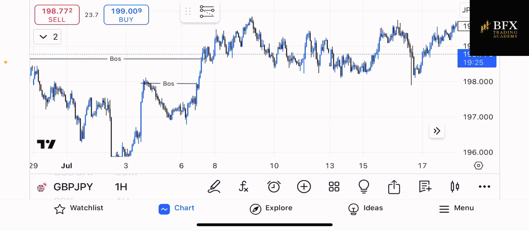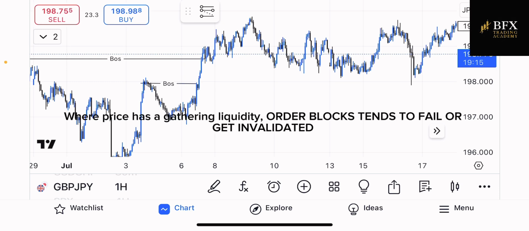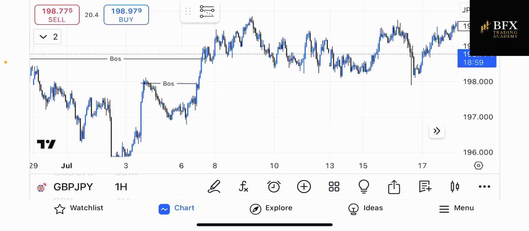And if there's liquidity at your order block zone, and you drew your order block and there was no liquidity sweep, nothing came to take out the liquidity, my bro, my sis, you will become the liquidity. Do you understand me?